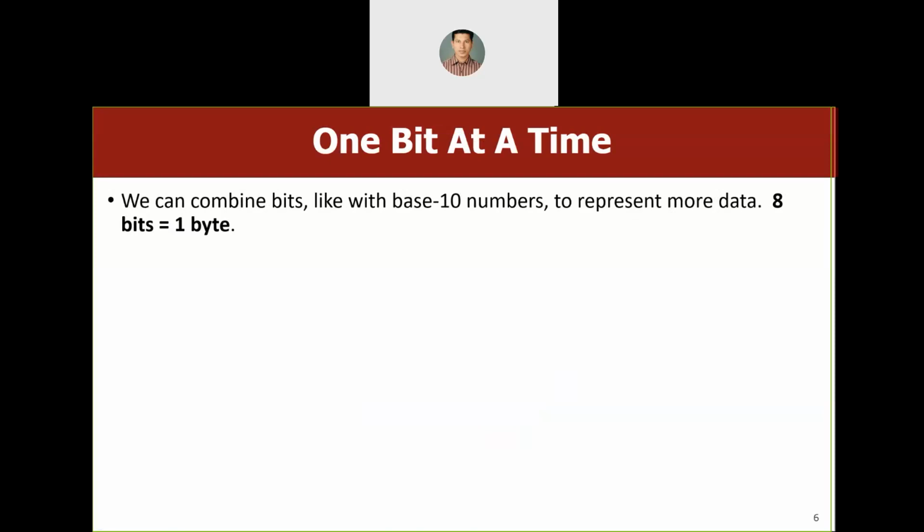We can combine bits, like with the base 10 numbers, to represent more data, and 8 bits equal 1 byte. Like in the decimal number system, we have 0 to 9, 10 numbers. If we want to build more numbers with these numbers, we can combine these and build numbers like 50, 60, 70. So it is built with two digits. Likewise in binary also, with 0 and 1, if you want to extend this number system, you can do so by using these two bits.